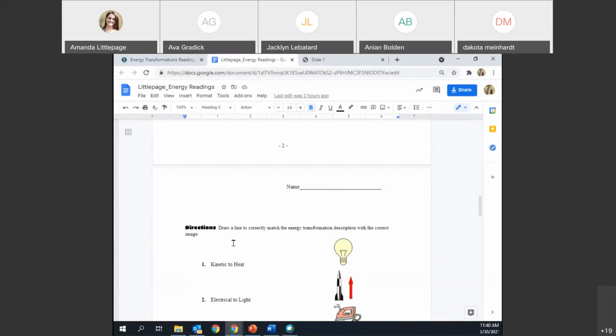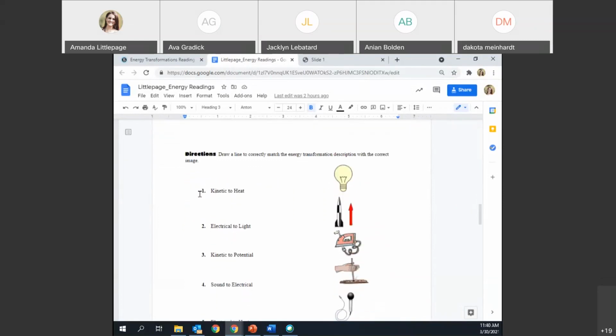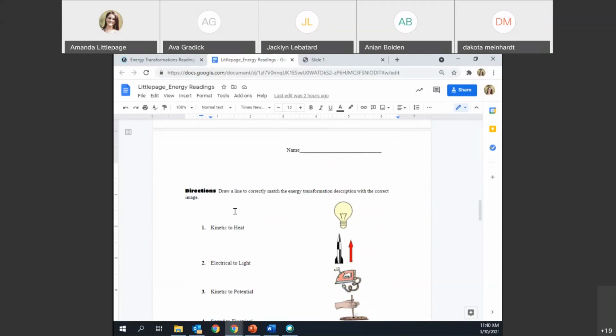Then on the last portion, it says you can draw a line correctly matching the energy transformation. If it doesn't let you put a line in there, you can use a color-coded highlighter to do that. So if for some reason there isn't a way to draw a line, you can just kind of highlight something like that, or you can even write the description below it, as long as I know that you've actually done the assignment. Okay.